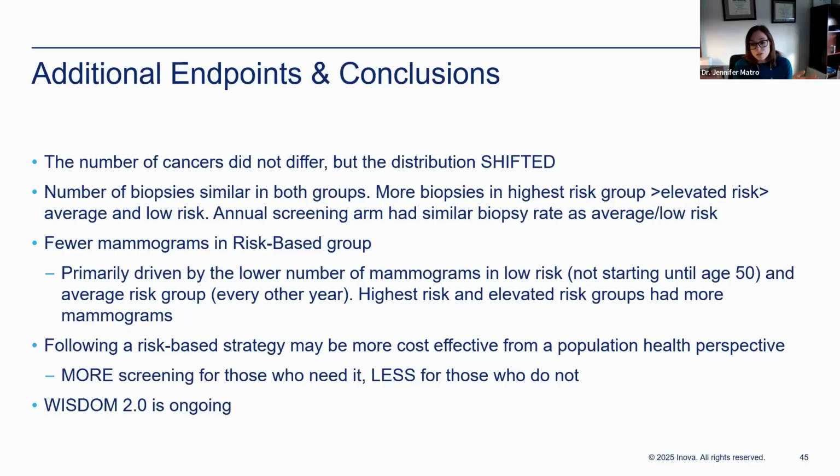So they didn't start until 50. So that was 10 years of not getting mammograms that society would have to pay for. And in the average risk group, they only got them every other year. And so even though patients in the highest risk groups had more mammograms and some of them had MRIs, the cost was actually less. So following a risk-based strategy may be more cost-effective from a population health perspective, in the sense that we're doing more screening for those who need it and less screening for those who don't.